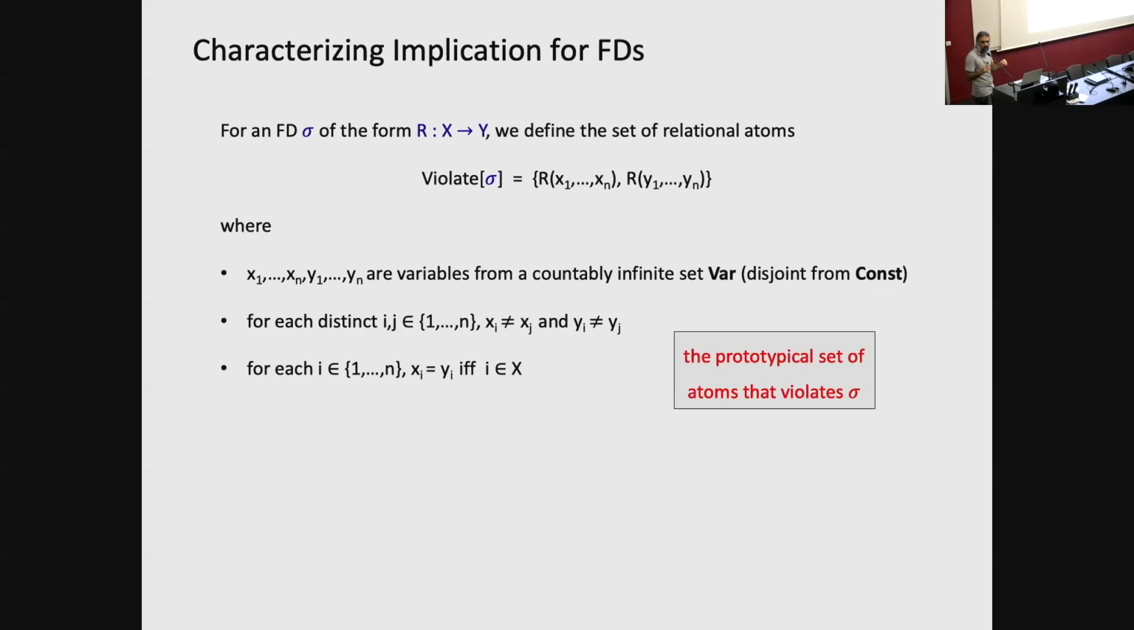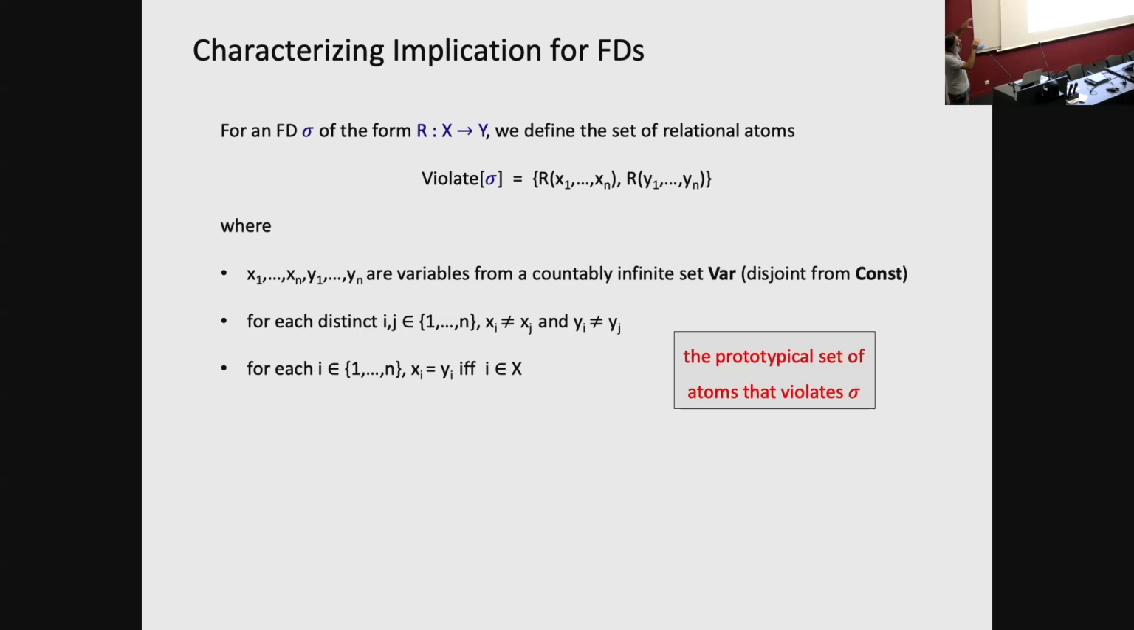So essentially what I'm trying to do here is to define what I call the prototypical set of atoms that violate sigma. So if I tell you construct the minimal set that you can construct that violates sigma, what are you going to do? You are going to collect two atoms and you are going to equate variables only. Which variables? Only the variables that appear at the positions in X. And all the rest will remain different, right? That's it. This is what I call violate sigma.